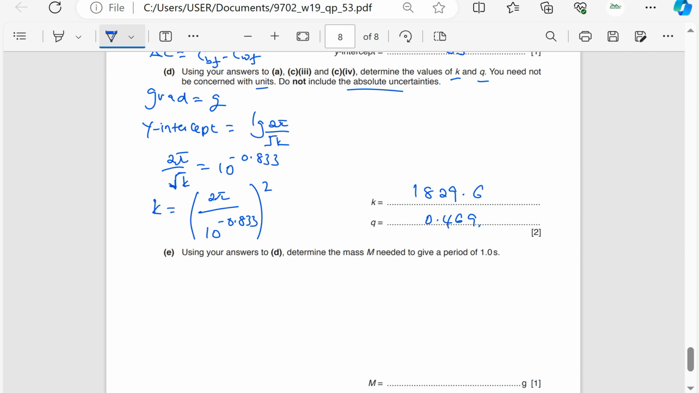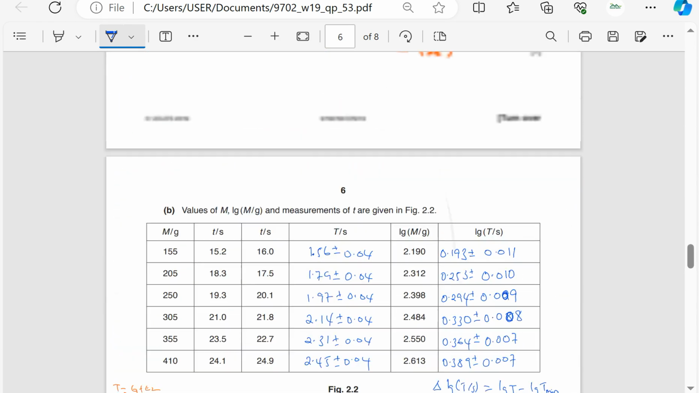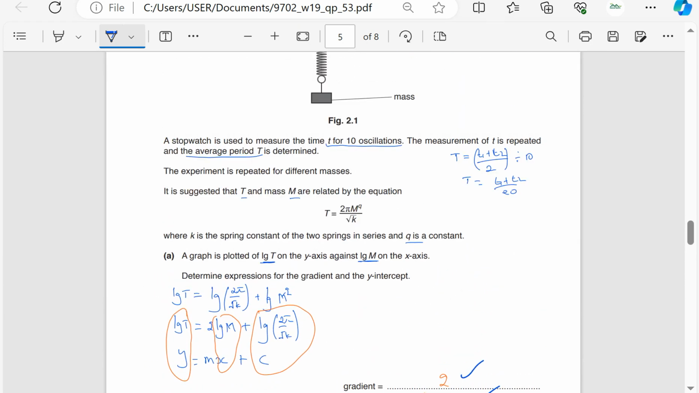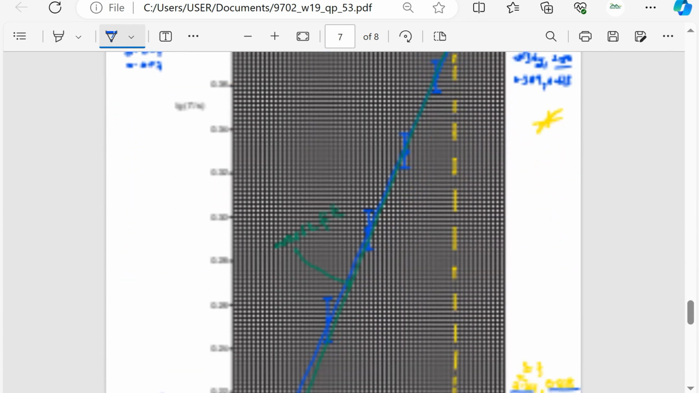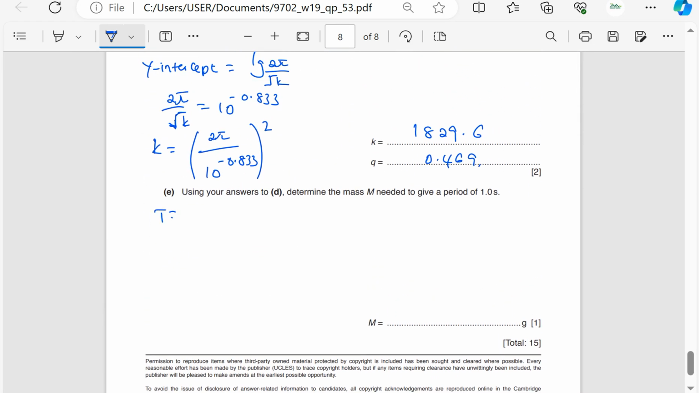Then use your answers to D. Using your answers to D, determine the mass M needed to give a period of 1 second. So T is 1 second. So remember from the previous, the equation on the first page, they said T is equal to 2 pi M power Q over root of K. So I'm going to make M the subject.